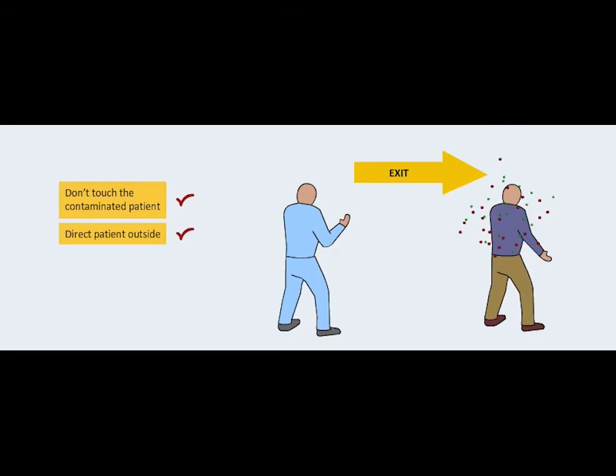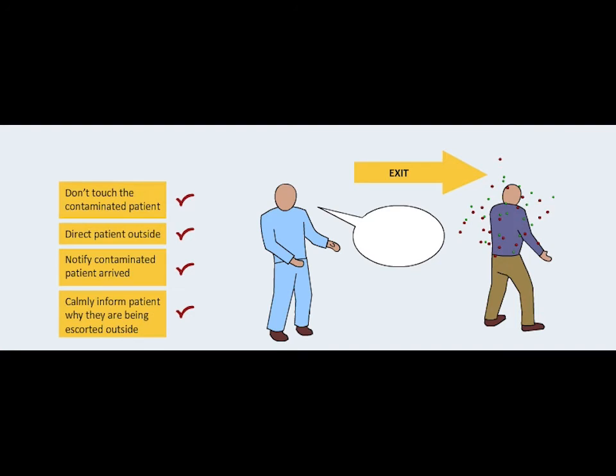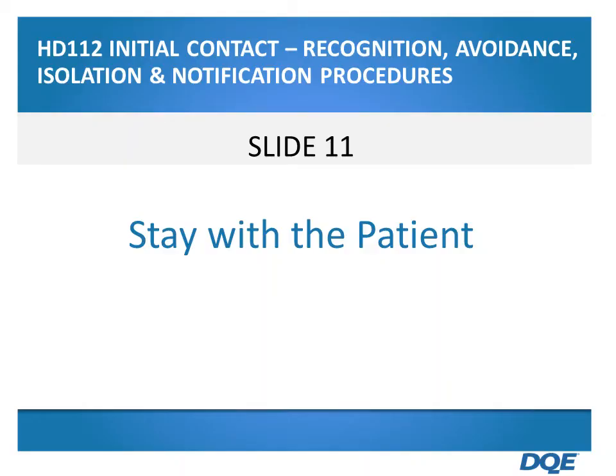the Emergency Operations Plan. Notify the appropriate person within your facility that you suspect a contaminated patient has arrived at the hospital and escort from a distance the patient outside. Given the patient's state of mind, it would be helpful to calmly tell the patient why they are being escorted outside, as this is not a usual protocol for patient care.